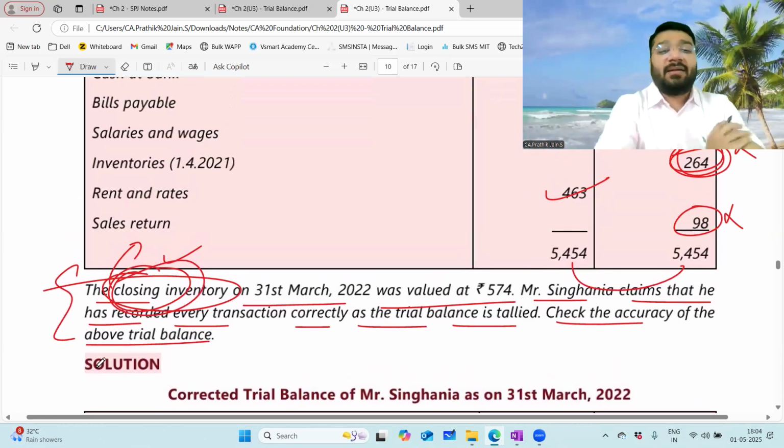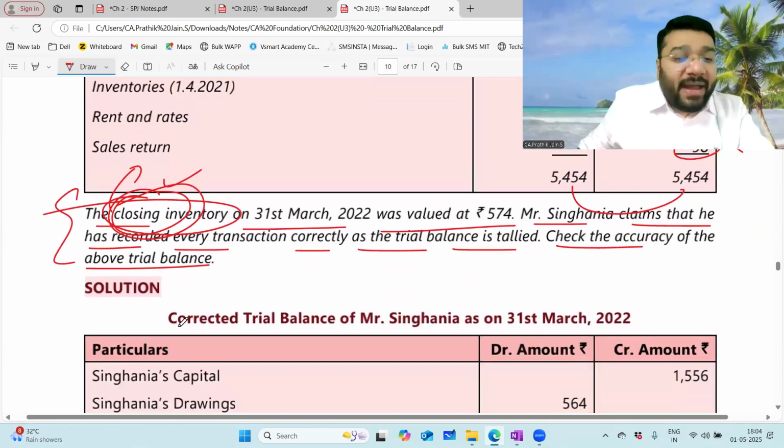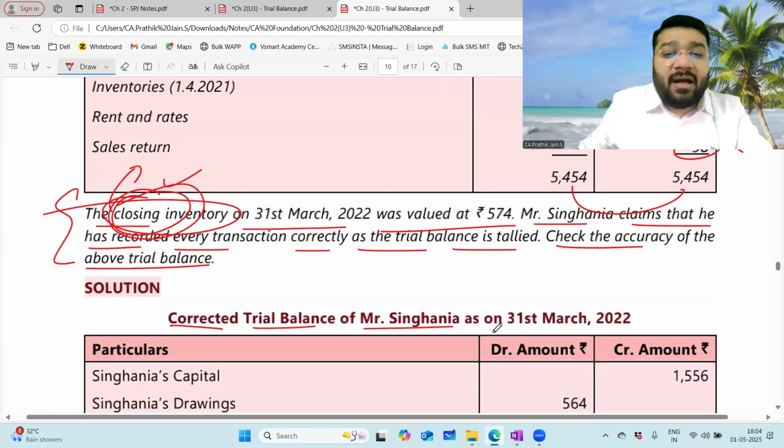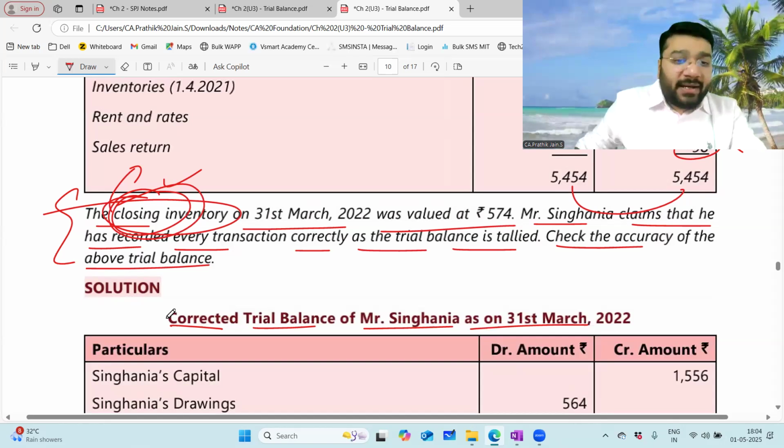Now, please prepare the rectified trial balance. Rectified or corrected trial balance of Mr. Singhania as on 31st March 22. Please write the heading.